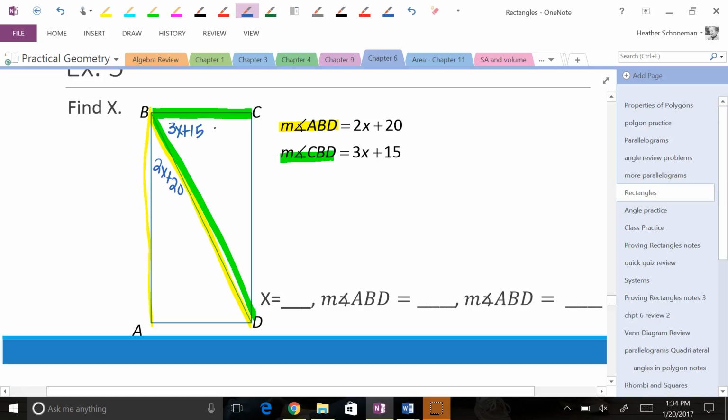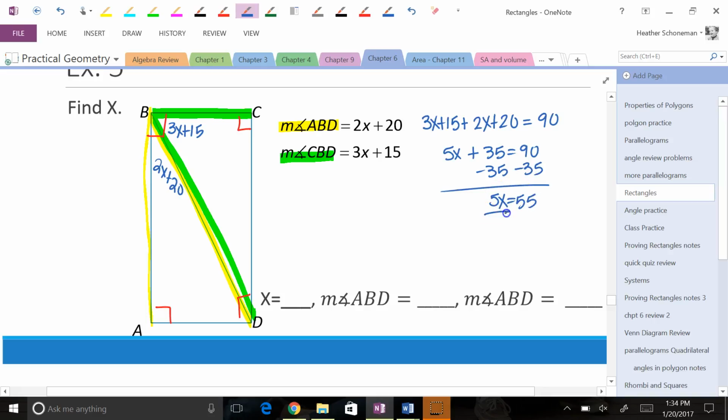So if I'm looking at the picture, if it was a parallelogram, there was nothing I can do. But because it's a rectangle, we know that all four corners are 90. That means that these two angles together must equal 90. So I'm going to say 3x plus 15 plus 2x plus 20 equals 90. Okay, combine like terms, so I get 5x plus 35 equals 90. So I'm going to subtract 35 from both sides. So I get 5x equals 55. I divide by 5, so x is 11.